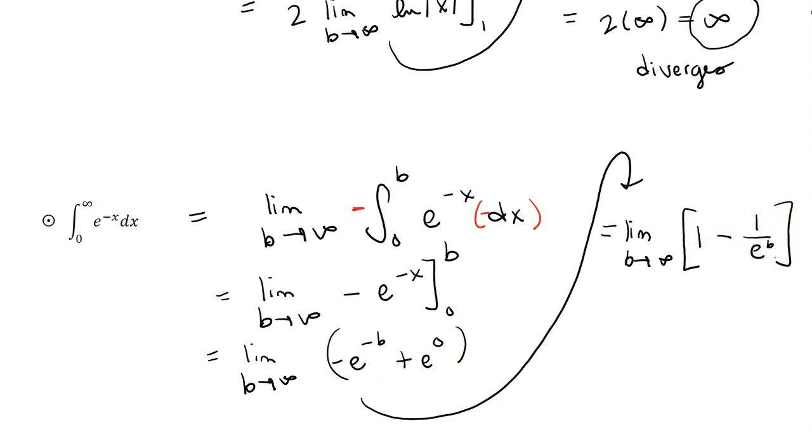And I do it this way for a reason, because this fraction is a number over something approaching infinity, so the whole fraction is going to go to 0, which means that this limit is 1. So we can say that this one converges to 1.